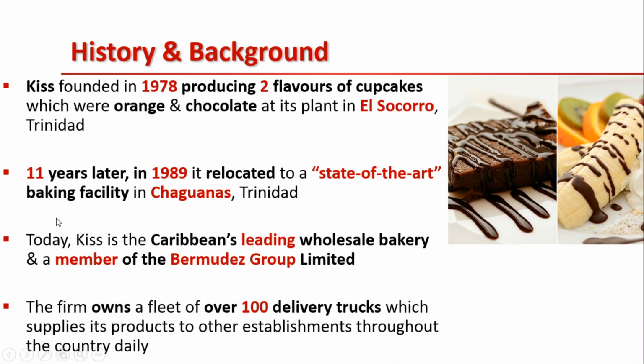We could also talk about them in modern day society. KISS is the Caribbean's leading wholesale bakery as well as a member of the Bermudez Group. Important to note here is that the firm owns a fleet of over 100 delivery vehicles. KISS covers the entire geographic location of Trinidad and Tobago. If you're going all the way up to Matelot, you're seeing a KISS truck. At 6 a.m. these guys are on the road. So you need to think about it like that.